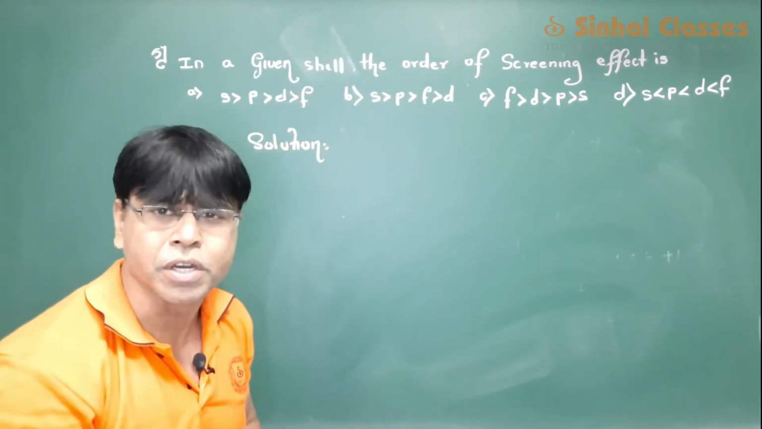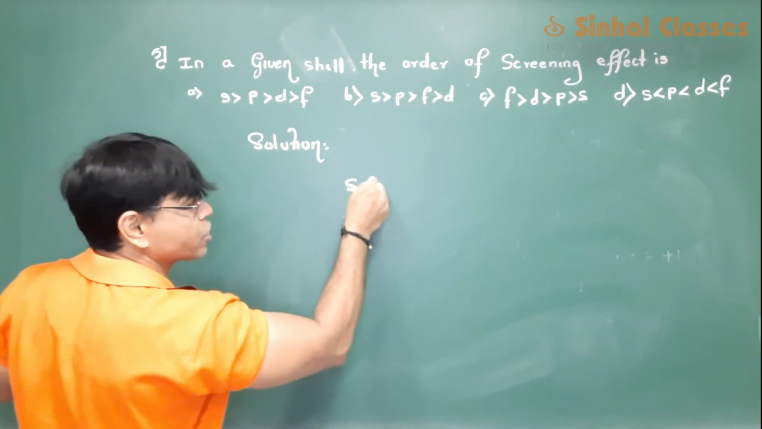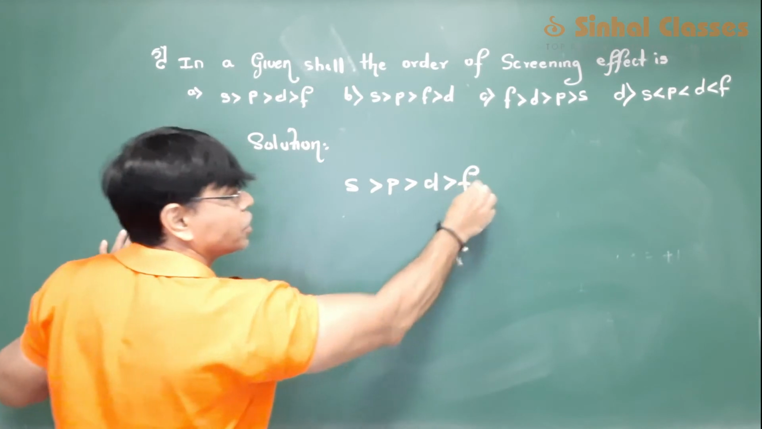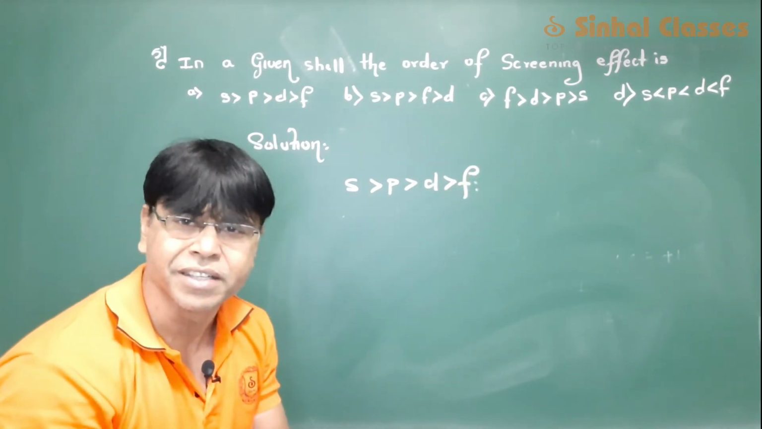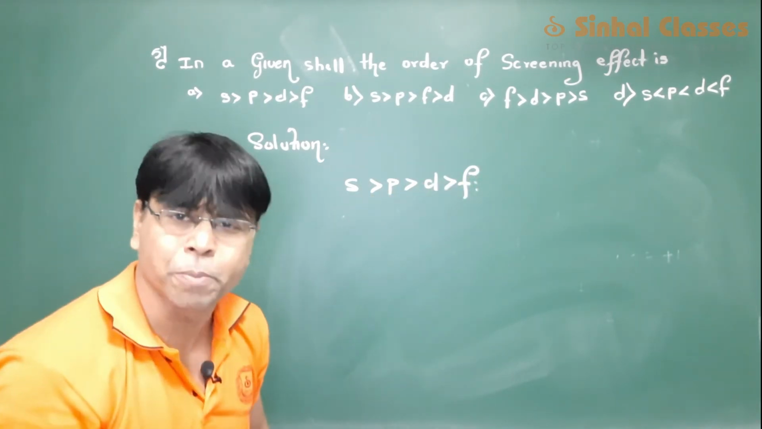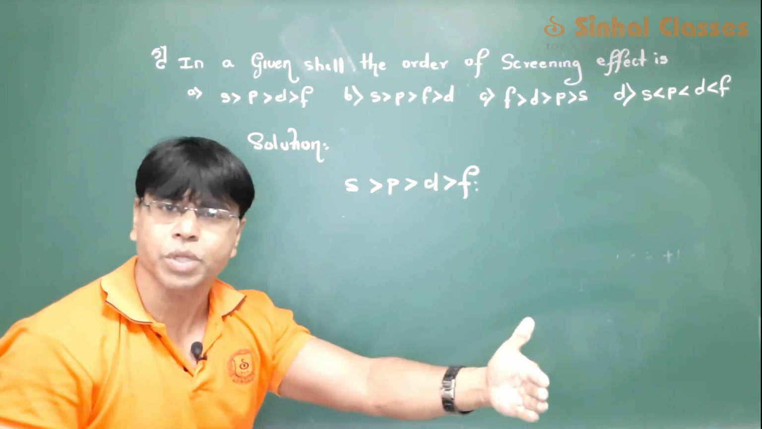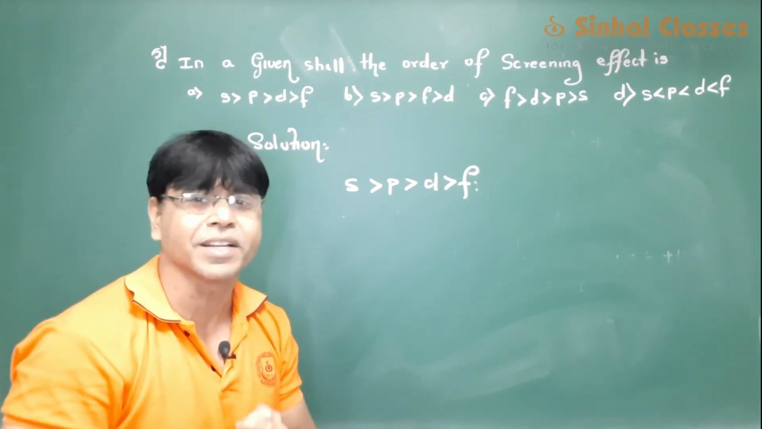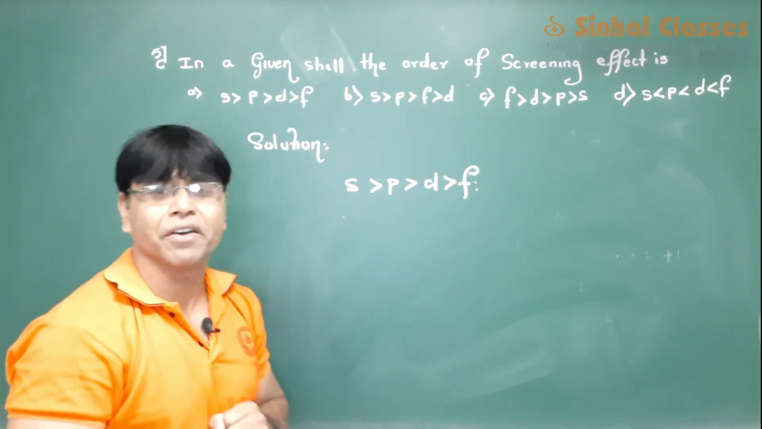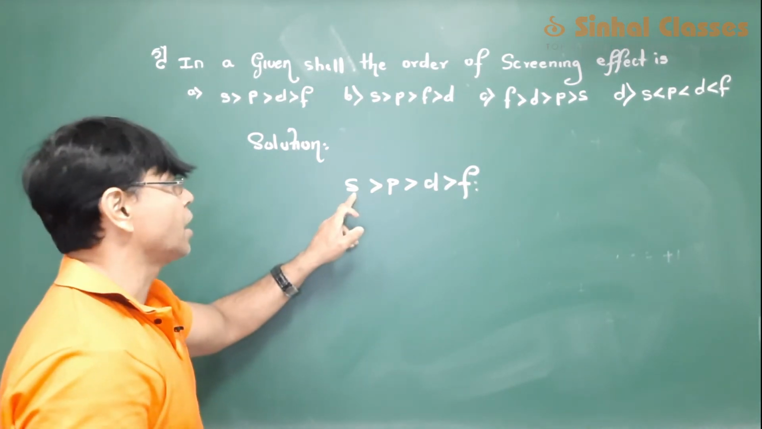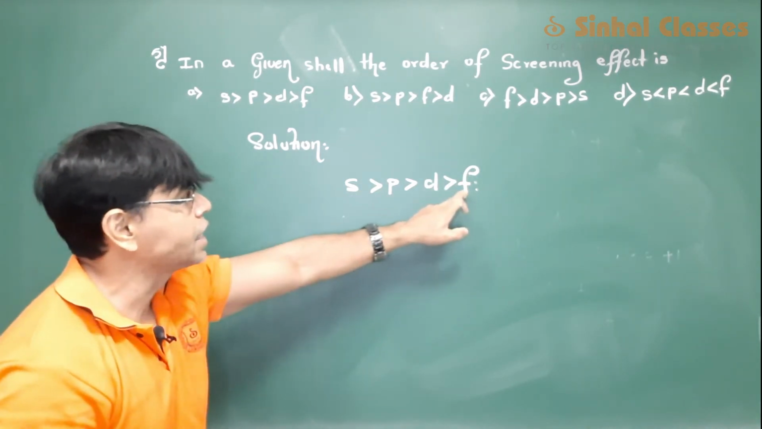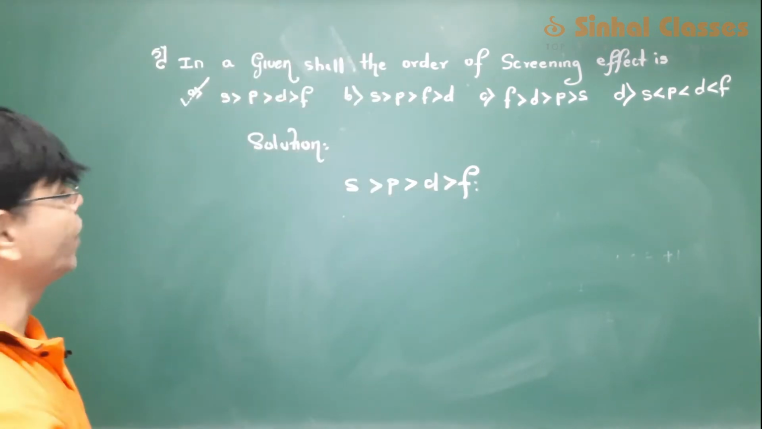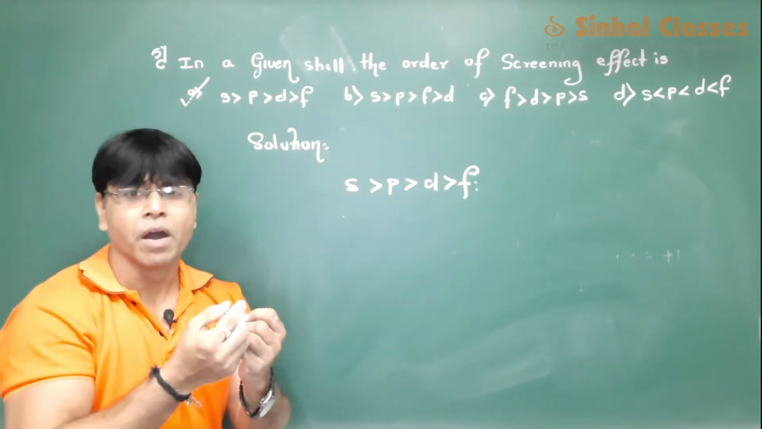So it's a very simple question. The order should be s more, then p, then d and then f, due to the effective nuclear charge experienced by these orbitals. s is very close to the nucleus, so it will definitely experience more effective nuclear charge. So screening effect will be higher for it. So the answer should be s more than p, then d, then f. So your answer should be A. Very simple. This is question number 5.